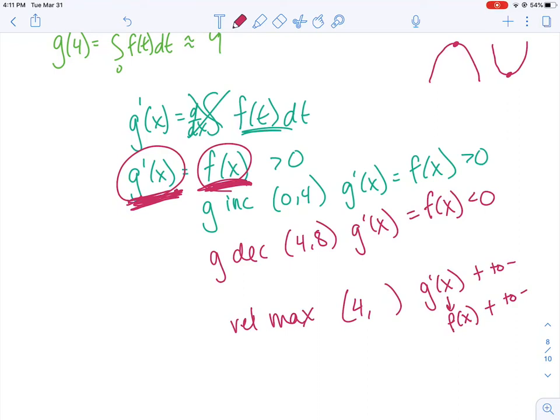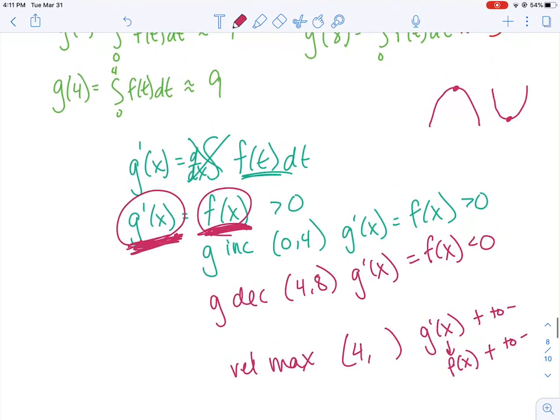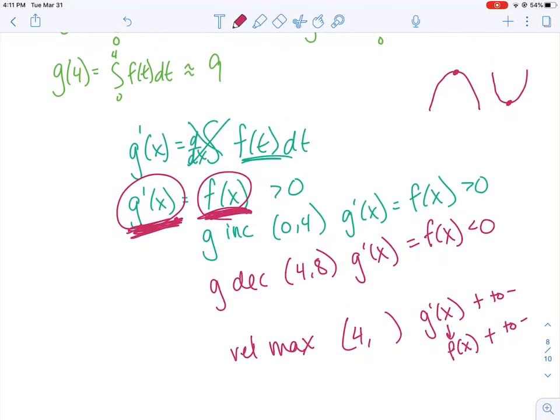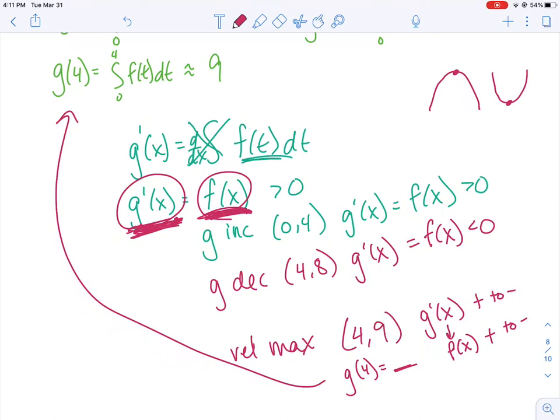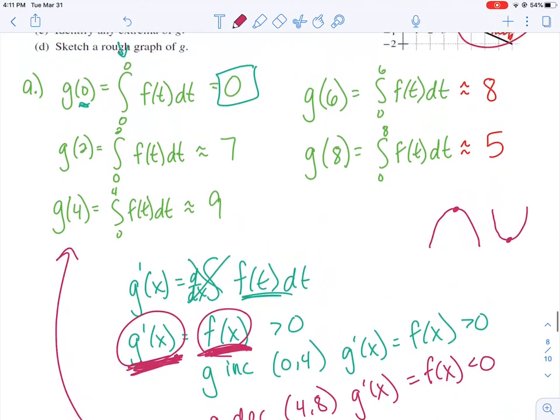Now, relative maximums and minimums are points, so we've got to figure out the y value of this point. We've got to figure out when x is 4 in g, what's my y value? Well, wait a second. Didn't we find that from our first part? Didn't we say up above that g of 4 is really 9? So I can say that I have a relative maximum in g at 4, 9, because g's derivative, aka f, goes from positive to negative.